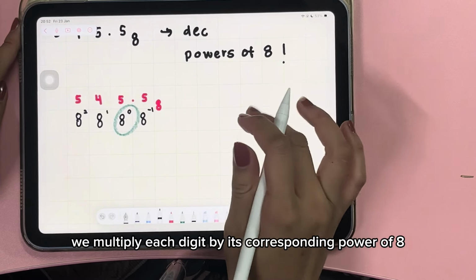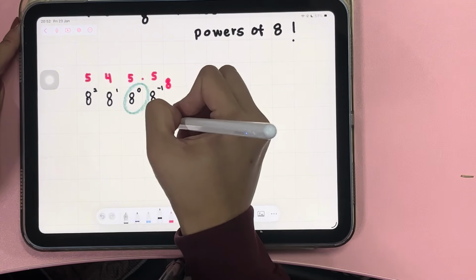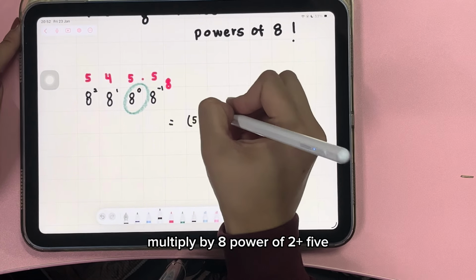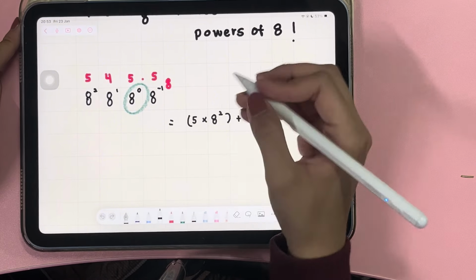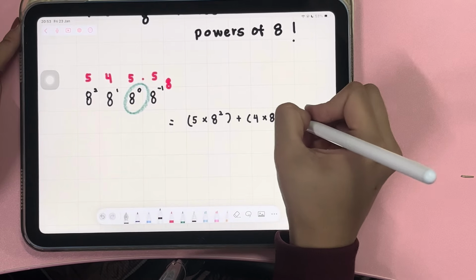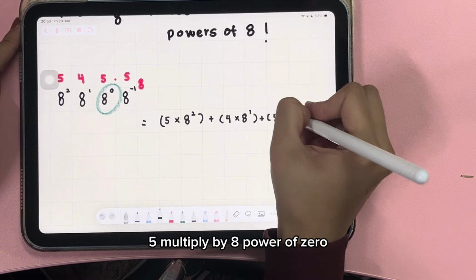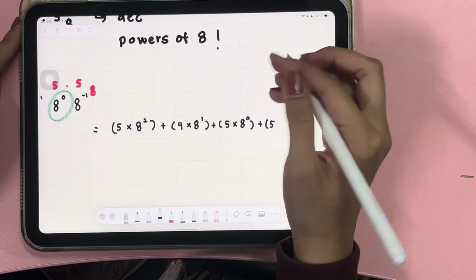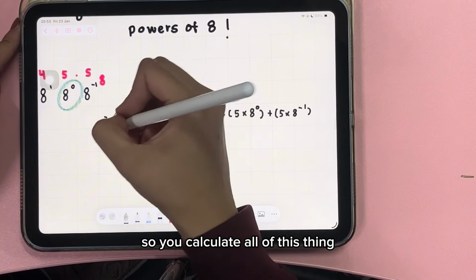Now, we multiply each digit by its corresponding power of 8. So, 5 multiplied by 8 power of 2, plus 4 multiplied by 8 power of 1, plus 5 multiplied by 8 power of 0, plus 5 multiplied by 8 power of negative 1. So you calculate all of these things.